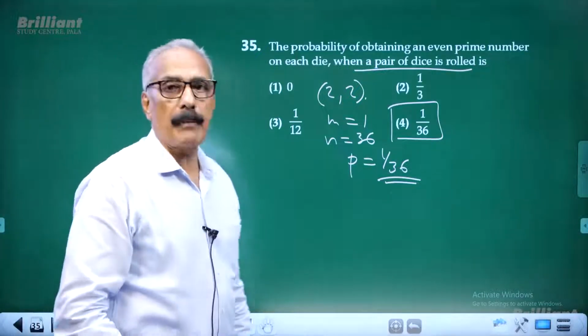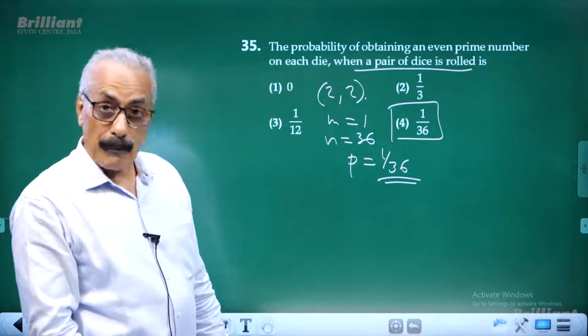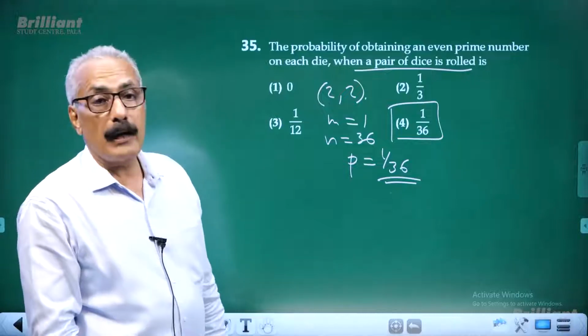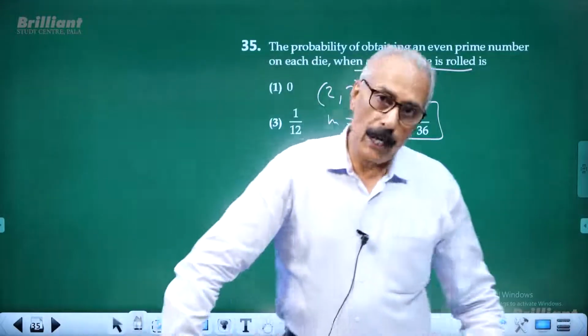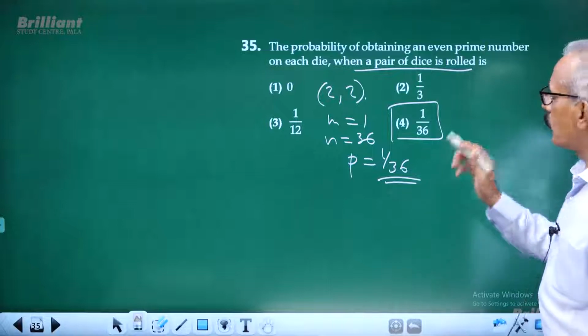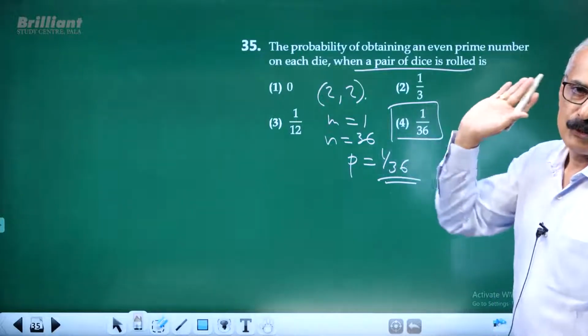Correct. Even prime number. Suppose the probability that both are prime was asked. Here, even prime is asked, so 2 and 2 is the only possibility.